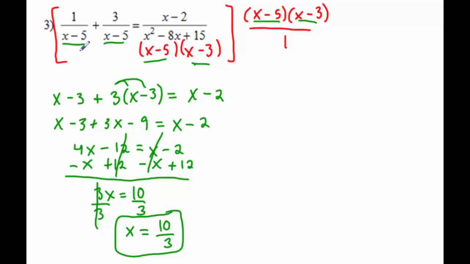Now, if I come back up here to check and make sure it's really an answer, if I plug in 10/3 to any of my denominators, I'll get a number other than 0, so I'm fine. The numbers that wouldn't work would be 5 and 3. But that's not what I got. I got 10/3, so I'm okay. It's not negative? No, it's not negative. It is positive 10/3.